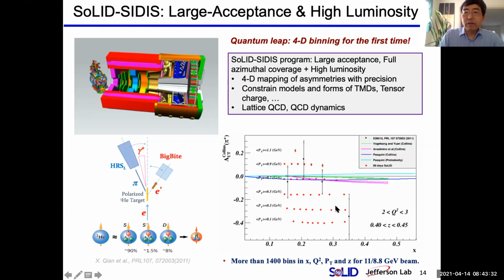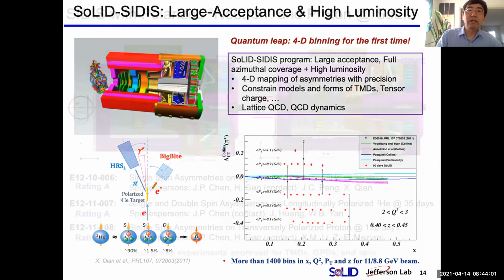For each Q squared, Z, you have different PT and X, these 4 different dimensions. We have over 1,400 bins, and each one, you can see the error bars, is on the order of magnitude better than our 6 GeV data. So this really provides very high precision 4-dimensional binning of the Collins asymmetries and the Sivers as well.